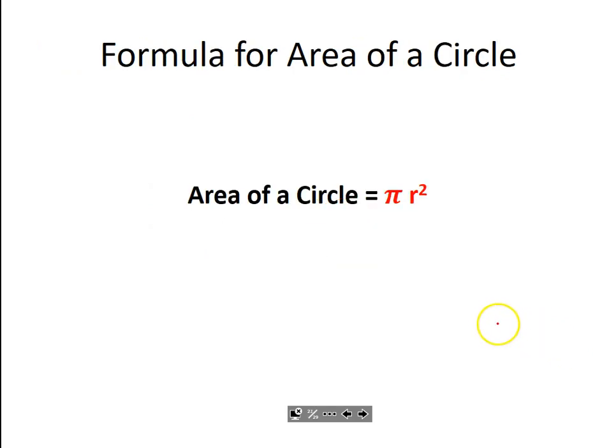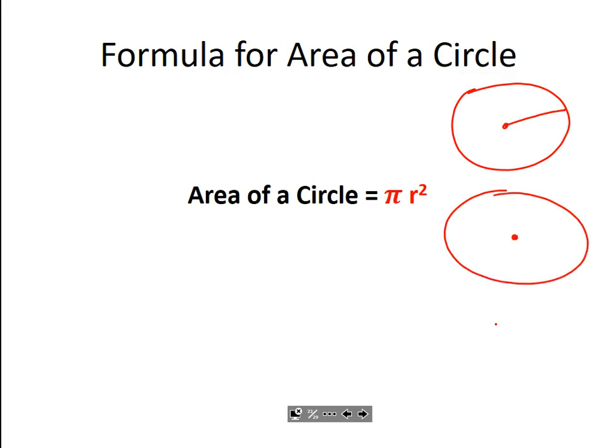All right, now area of a circle. This formula is also down there on the bottom left of your formula sheet under where it says area. And what we need to talk about is what is a radius here. So when we talk about radius, we're talking about the distance from the center of the circle to the side. Now when we talk about the diameter, we're talking about the line that goes all the way through the center of the circle to the sides.